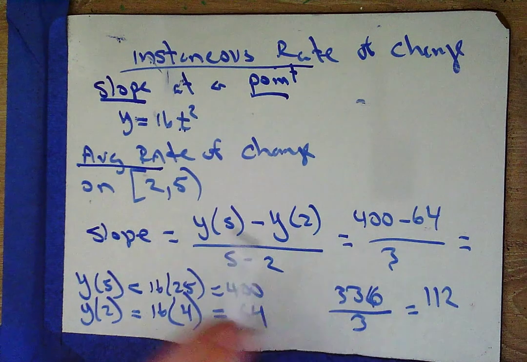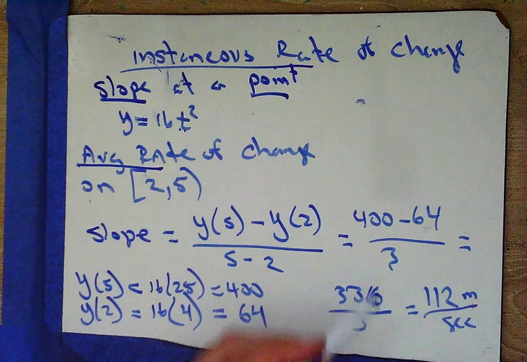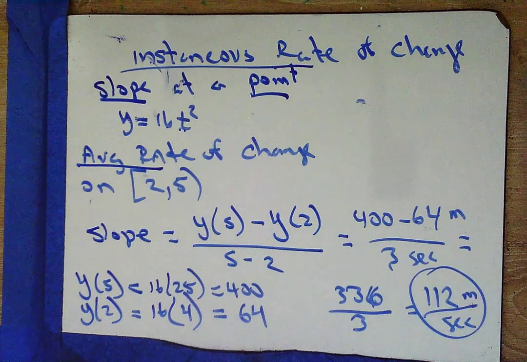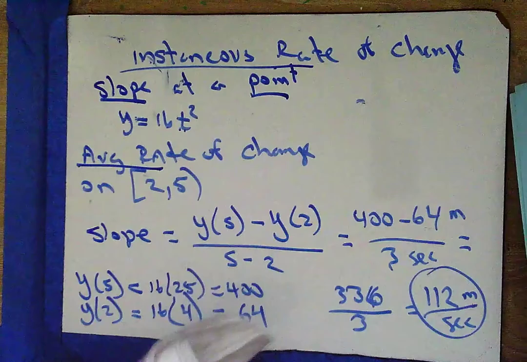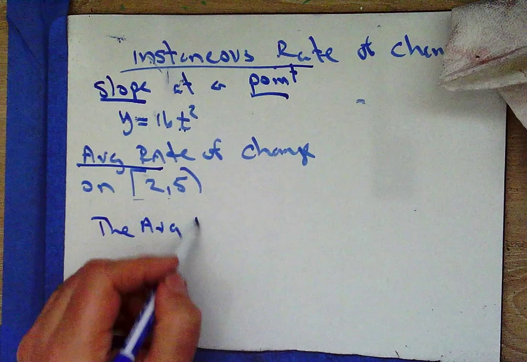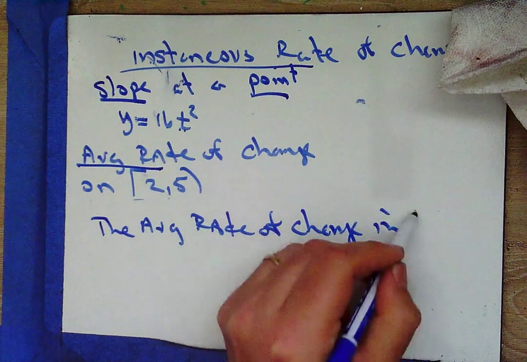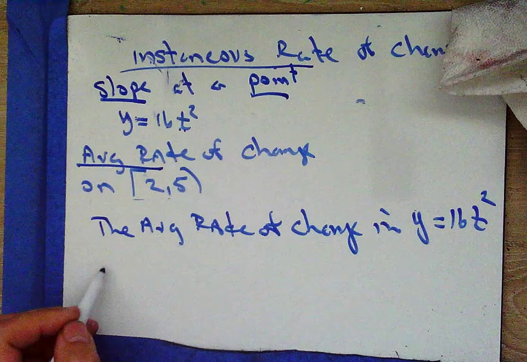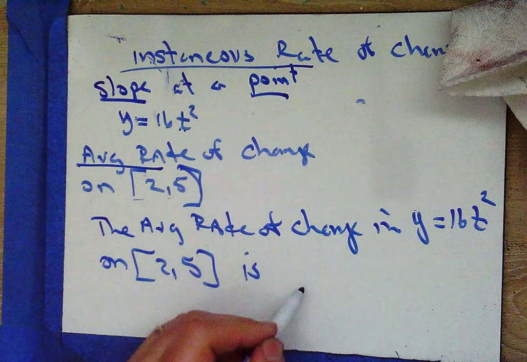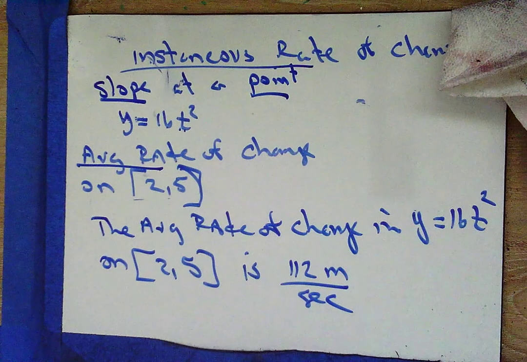Don't forget our units. Average rate of change is slope with units. We have meters on top and seconds on the bottom. These are meters up here. These are seconds down here. That's our average rate of change. So I might want to write a sentence saying the average rate of change in y equals 16t squared on 2 to 5 is 112 meters per second. Okay?